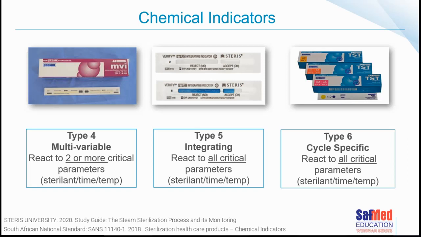Type 5 chemical indicators are referred to as integrating chemical indicators, and they react to all the critical parameters, all three. Type 6 chemical indicators are also known as emulating or cycle-specific chemical indicators, and they also have to react to all three critical parameters as stated in the standards.